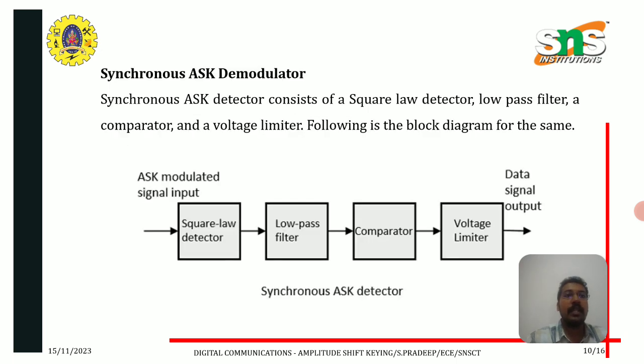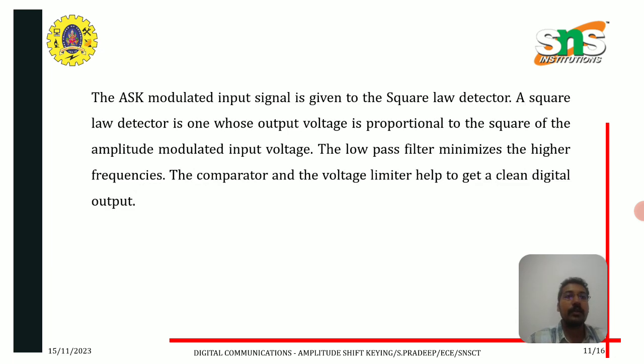The synchronous ASK detector block diagram is given in this slide. The synchronous ASK detector consists of a square law detector, low pass filter, comparator and voltage limiter. The ASK modulated input signal is given to the square law detector. A square law detector is one whose output voltage is proportional to the square of the amplitude modulator input voltage. The low pass filter minimizes the higher frequencies. The comparator and the voltage limiter help to get a clean digital output.